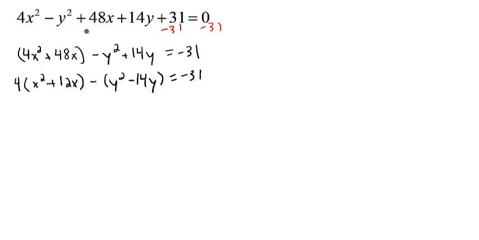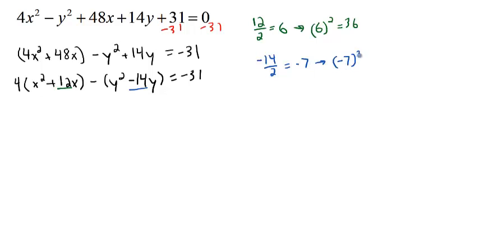Now we work to complete the square. So I take my b term right here, which is 12. I divide that by 2, which is 6. And then I want to square that. So that gives me 36. And then I take my b term over here, which is negative 14. Divide that by 2. I get negative 7. And then I want to square negative 7. So that gives me 49. Okay, so these are the two numbers that I want to eventually add into this equation here.